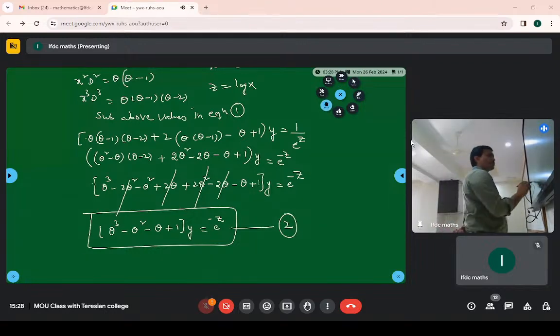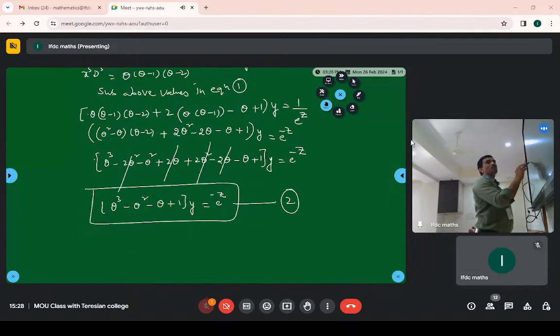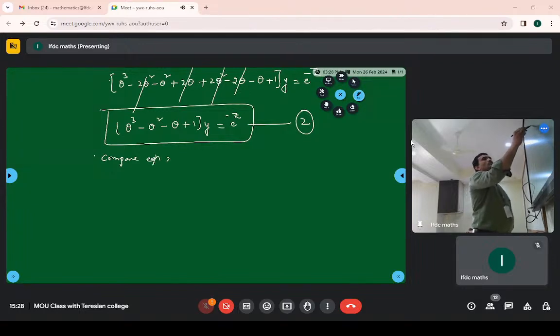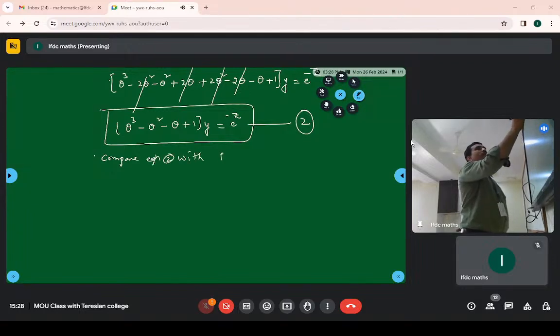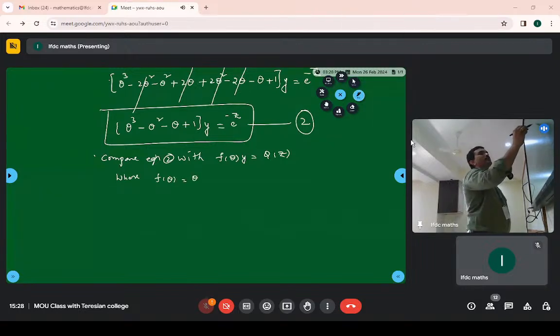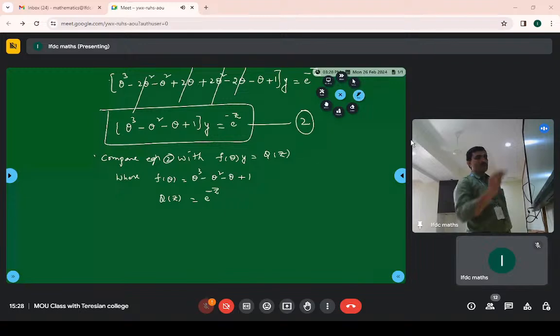If I take equation number 2, I would like to compare equation 2 with f of theta into y is equal to q of z. Here f of theta value is very important. What is f of theta value? It is theta cube minus theta square minus theta plus 1. And q of z value is e power minus z. Now we need to find a solution for this.